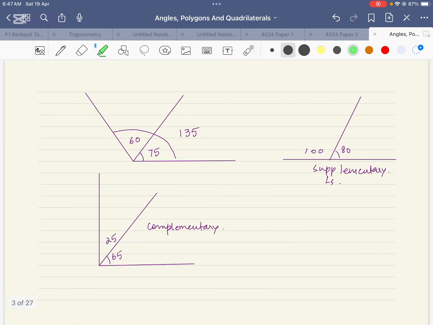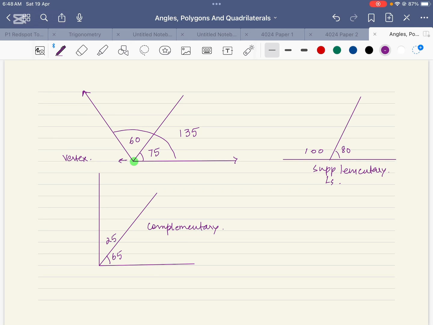Adjacent angles are two angles that are made side by side and they share the same vertex. Vertex means the point where two rays of the angle join. So this point is the vertex, and two angles that share the same vertex are called adjacent angles. Adjacent means they are side by side.